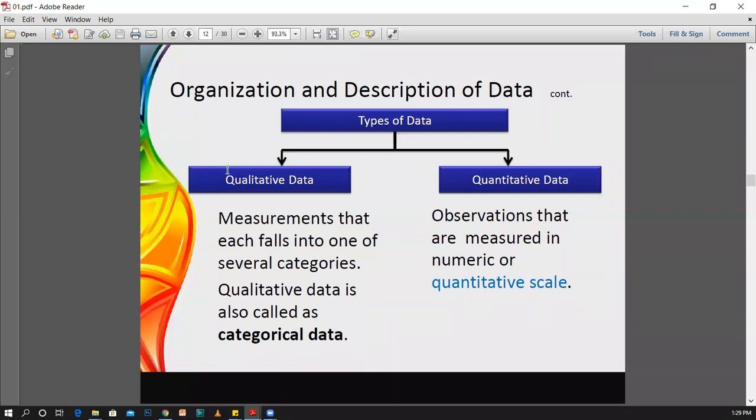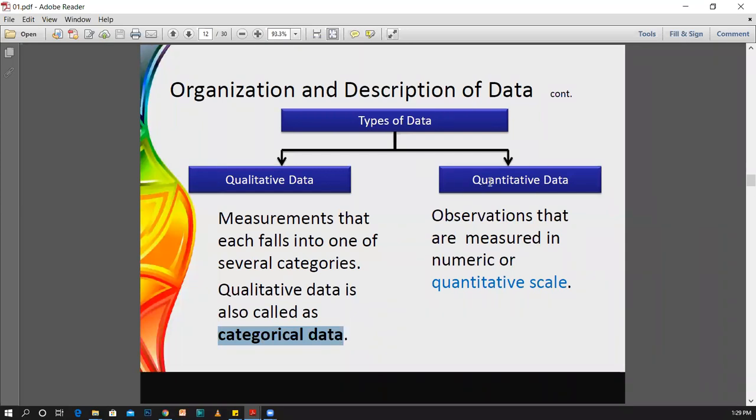And if you are having your names, Nimal, Kamal, Saman, likewise, you may have again the qualitative data. Another name for qualitative data is categorical data.